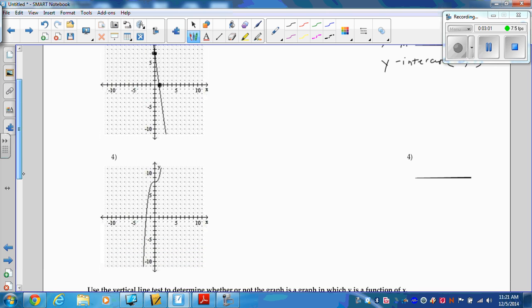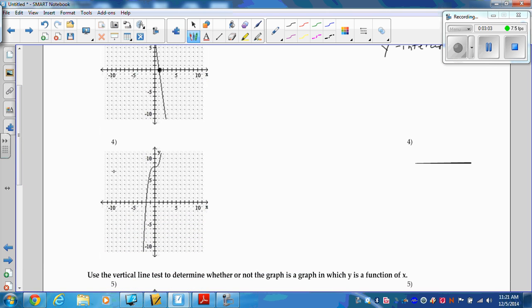Okay, question number 4. In question number 4, we're still looking for the x and y intercepts. The x-intercept, where it crosses the x-axis, is negative 2, 0. And the y-intercept is way up here, and that's at 0, 8.